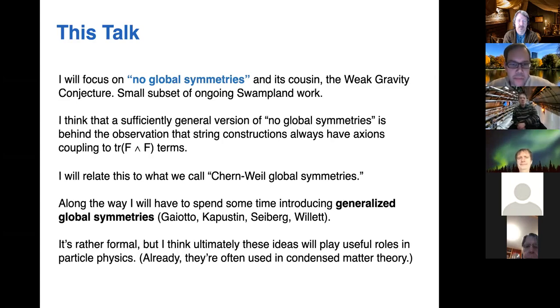And part of that is because we've been appreciating that the idea of a global symmetry is actually a bigger concept than we had appreciated. A lot of that is due to the work that I mentioned before of Gaiotto and collaborators. So I'm going to introduce some of those ideas. They're kind of formal field theory ideas, but I think they have a role to play in the real world. Some of these ideas already are used in condensed matter theory a lot, and I think they'll start to be more important in particle physics.